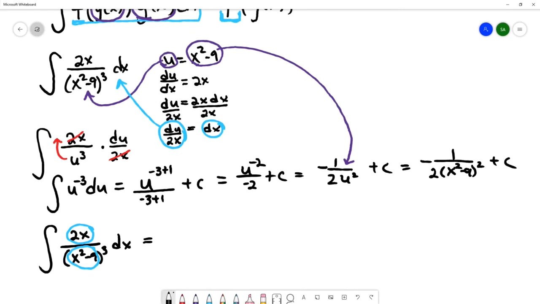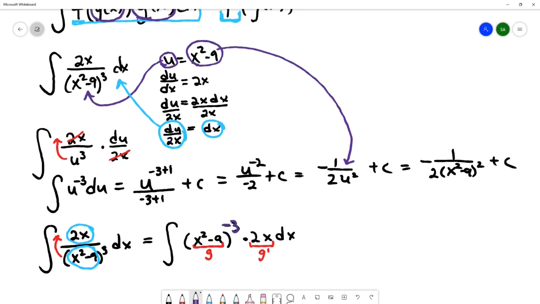But then I'm going to rewrite this using my exponent properties. I'm going to be able to bring this factor to the numerator. So that's (x squared minus 9) to the negative 3 times 2x dx. And as I look at this, I am noticing I've got my inside, which is g, then I've got g prime here, and my outside function is this power.